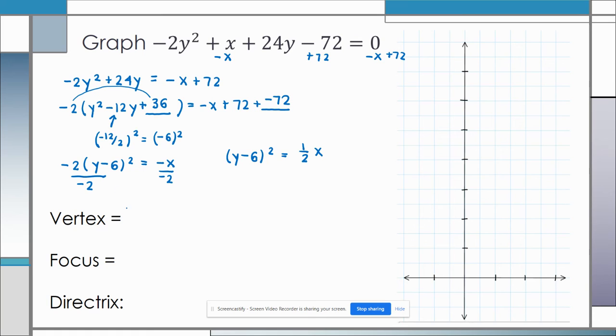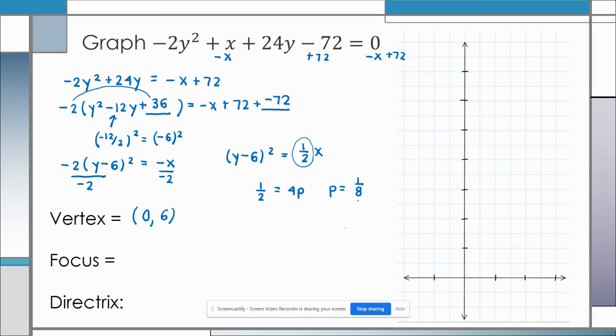Okay, so if I want to identify the vertex, remember there's no number in front of or in parentheses with the x, so that would be 0, but there is a number in parentheses with the y, so I change the sign, and so 0, 6 is my vertex. Notice that the number connected to the non-squared term, if I set that equal to 4p, when I divide both sides by 4, it's the same thing as taking 1/2 and multiplying by a fourth. So that gives me a p-value that's very, very small, but it's 1/8.